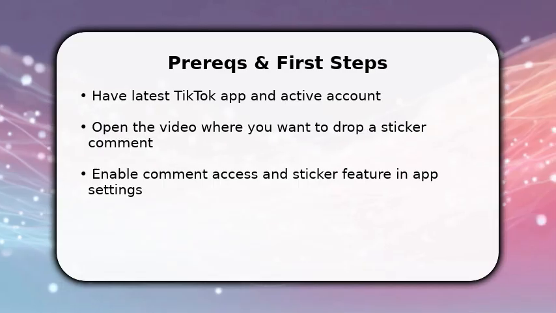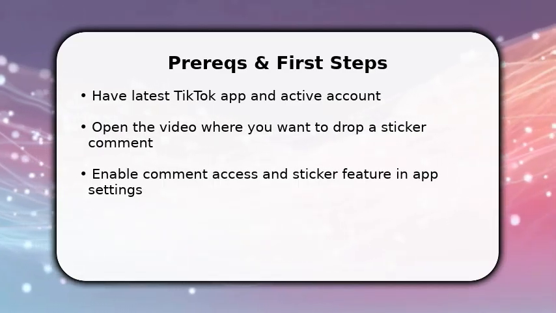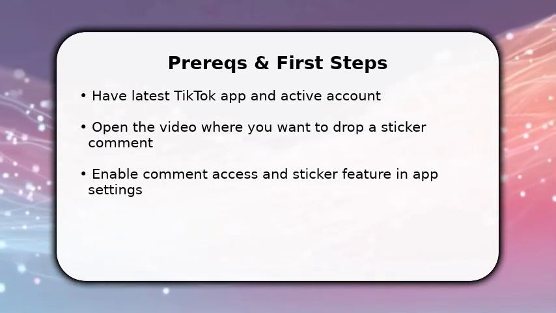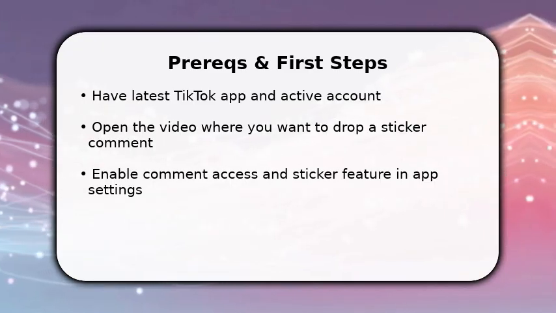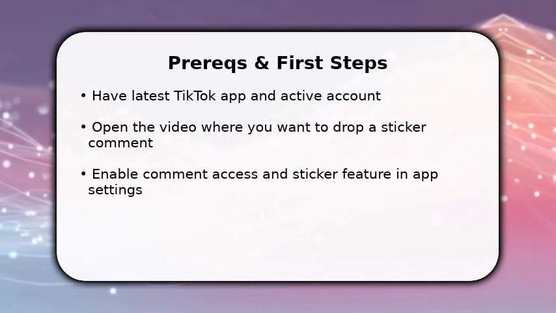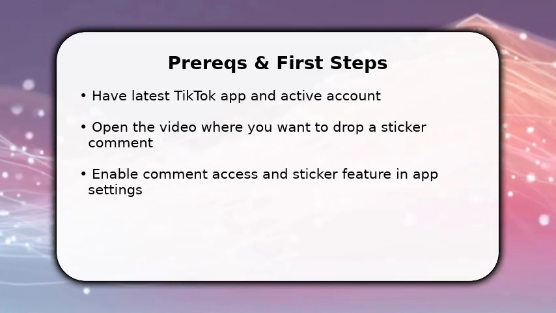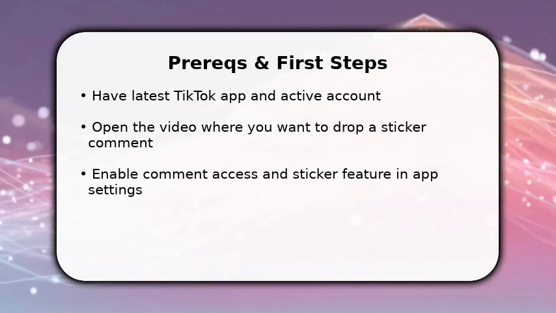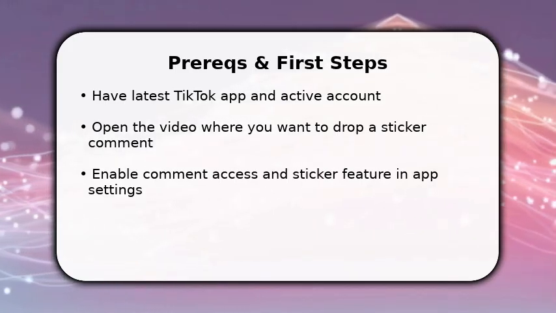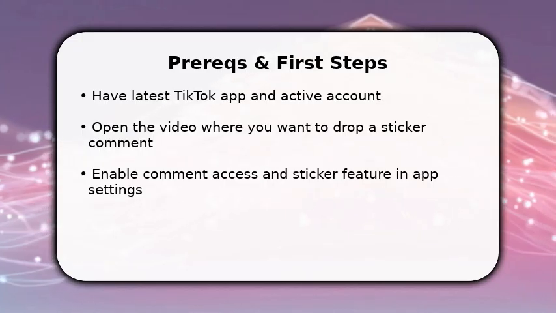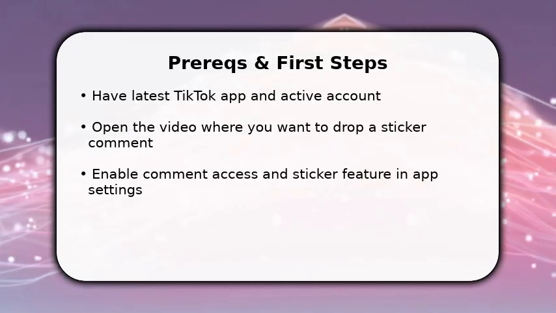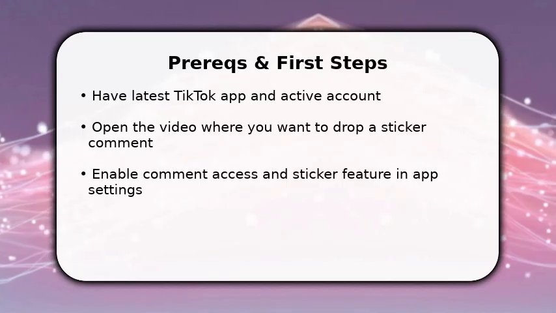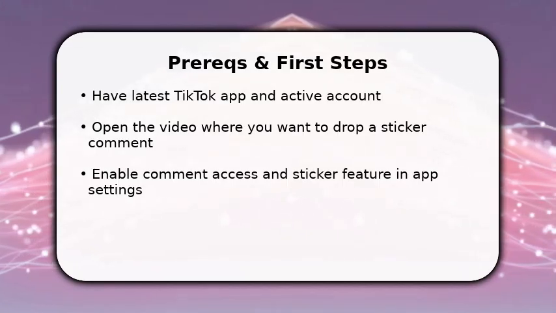You'll start by confirming the basic prerequisites, latest TikTok and comment access. Once done, open the target video and tap the comment field. Instead of typing, tap the sticker icon when it appears. Some accounts see a small square or emoji button. Tap that to open the sticker tray, then choose a sticker or GIF. You're not posting yet. This first step prepares the actual sticker for placement. Make sure your app is updated if the icon is missing.